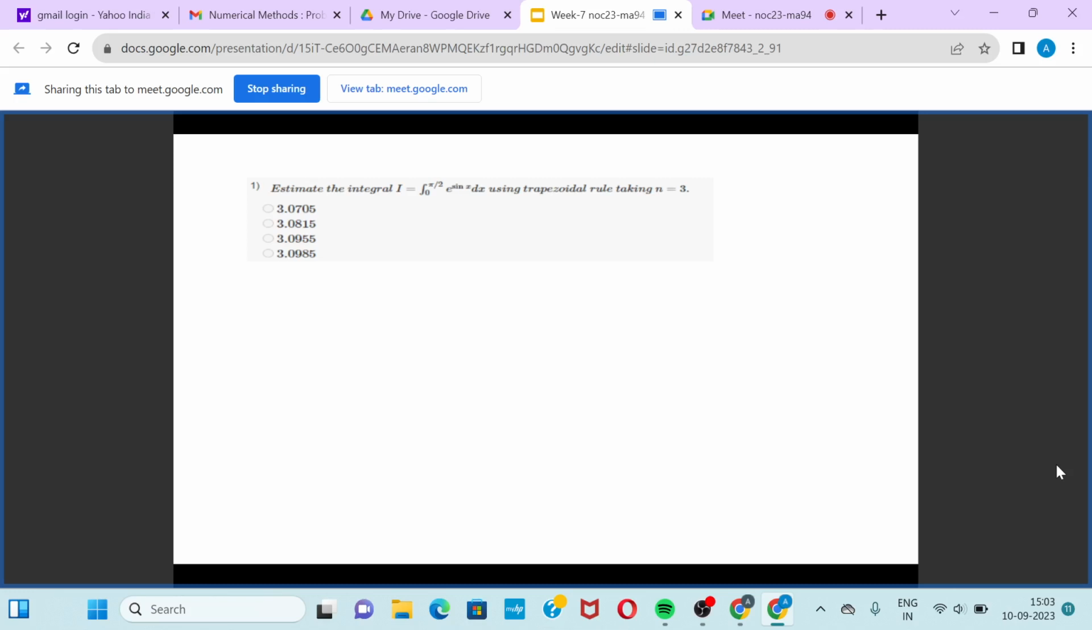So use the trapezoidal rule formula and calculate the integral. First calculate what will be the value of h. As there are 3 node points, h will be (b minus a) by n. Here b is pi by 2 and a is 0. So just apply the formula and you'll get h. Using h, you can find out the table of x and f of x values corresponding to that. So proceed in the same manner.